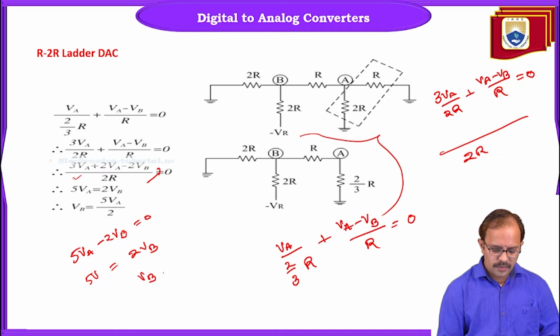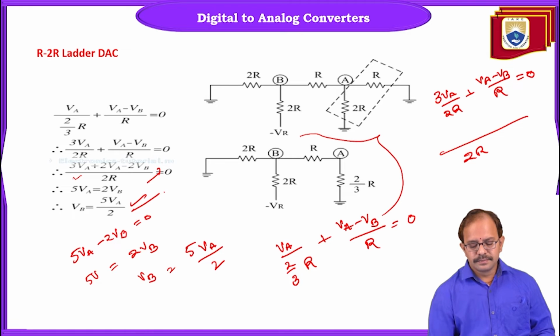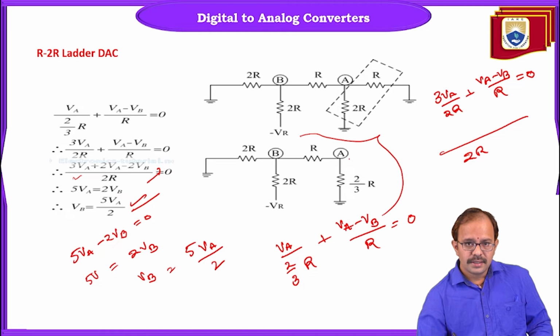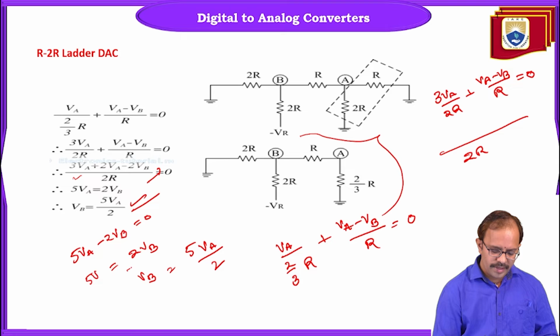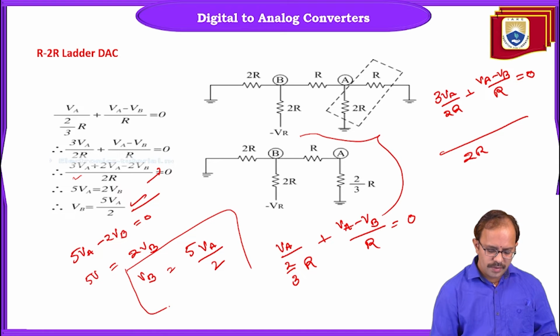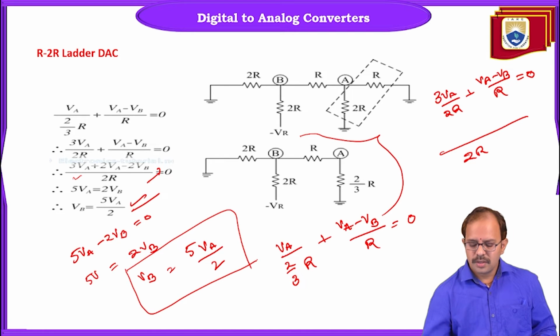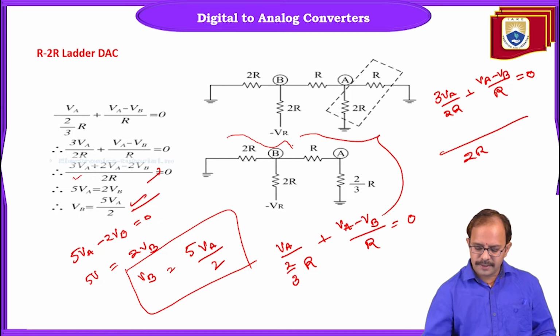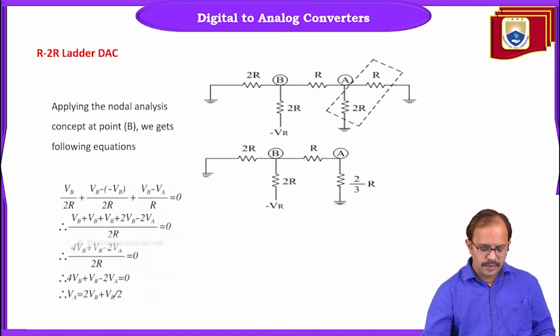So what is VB now? VB can be written as 5 VA by 2. So this is what we are going to obtain by simplifying the network and considering the signals at node A. Right? We have VB equals 5 VA by 2. Now let us consider node B this time. So what are we going to have?